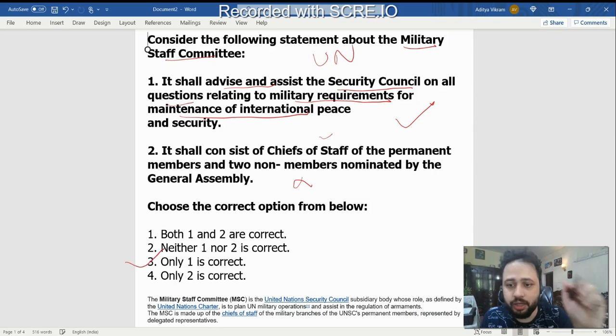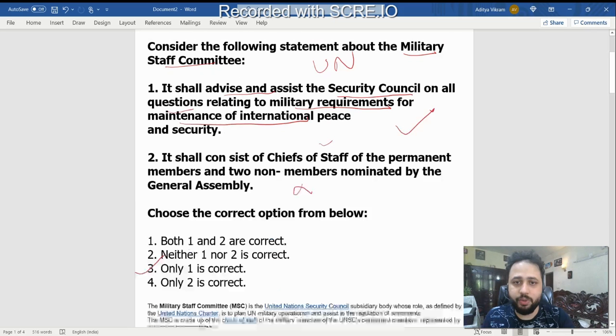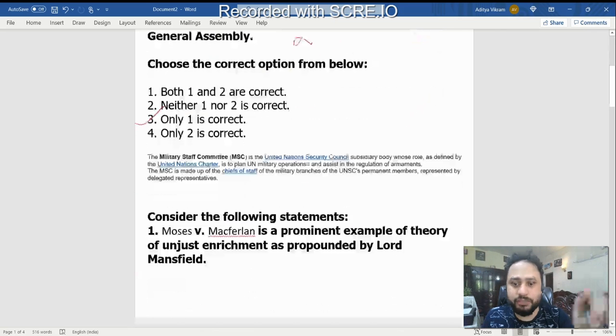So this military staff committee is the United Nations Security Council subsidiary body whose role is defined as to assist in military operation of the UN. Okay, it is made up of chief of staff of military branches of UNSC's permanent members. Okay.